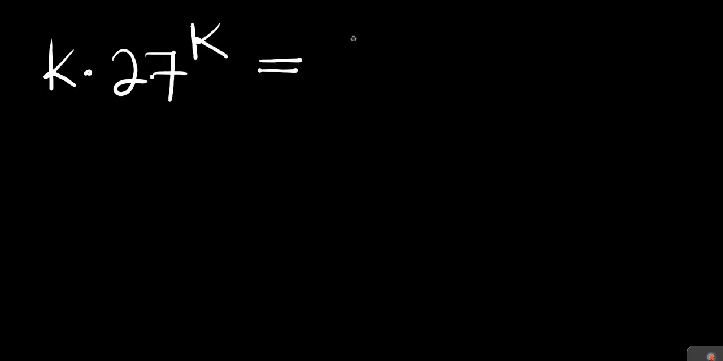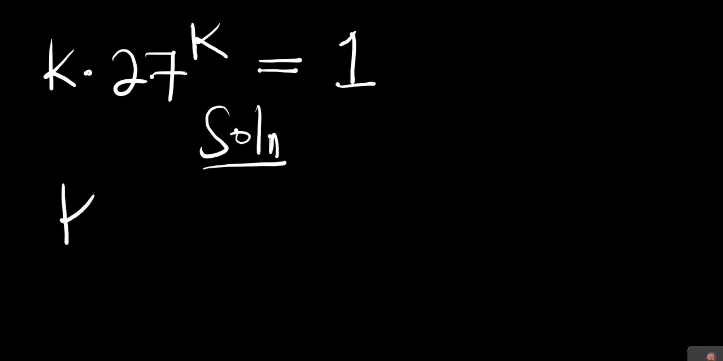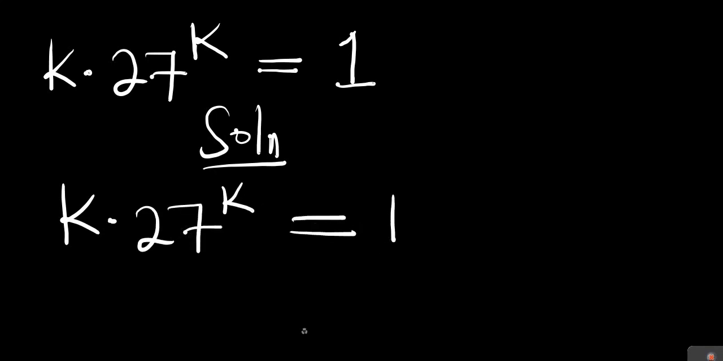Hello, in this video let's solve this exponential equation. We have k times 27 power k is equal to 1. We are going to find the value of k that satisfies this equation. So we have the solution. Now if we recall the problem, we have k times 27 power k is equal to 1.